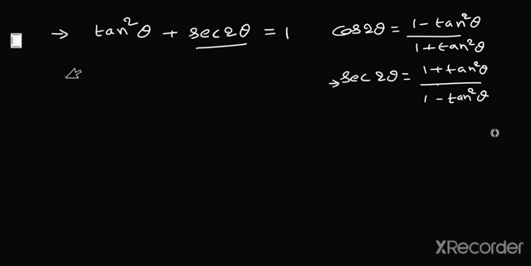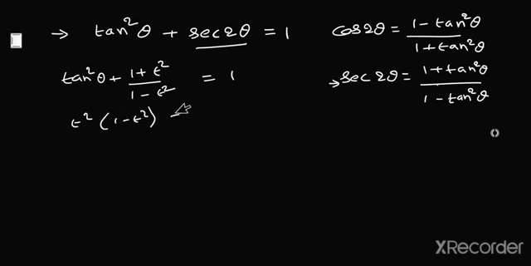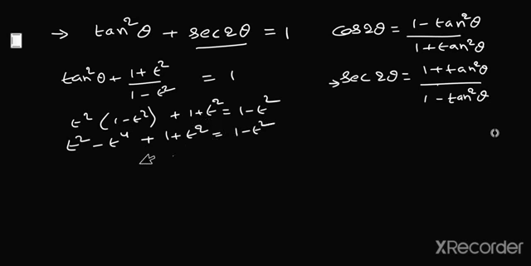So then it will be tan square theta plus (1 plus tan square theta) divided by (1 minus tan square theta) equals 1. Next, if you take the LCM, it will be tan square theta into (1 minus tan square theta) plus 1 plus tan square theta equals 1 minus tan square theta. Now if you multiply tan square theta inside the bracket, it is tan square theta minus tan power 4 theta plus 1 plus tan square theta equals 1 minus tan square theta.